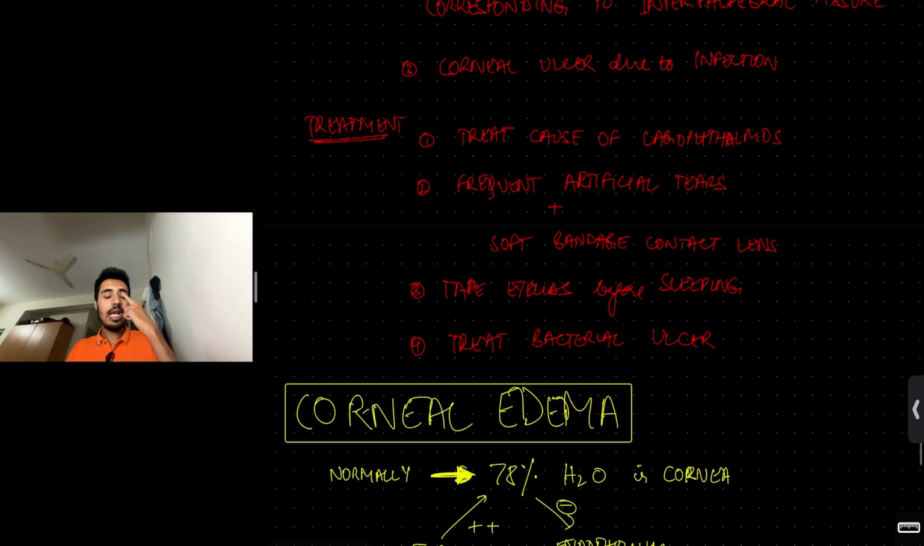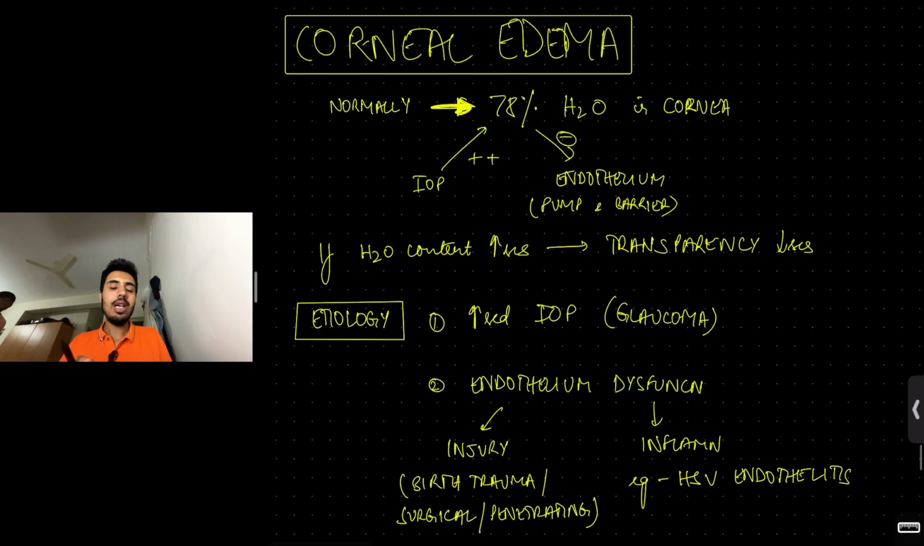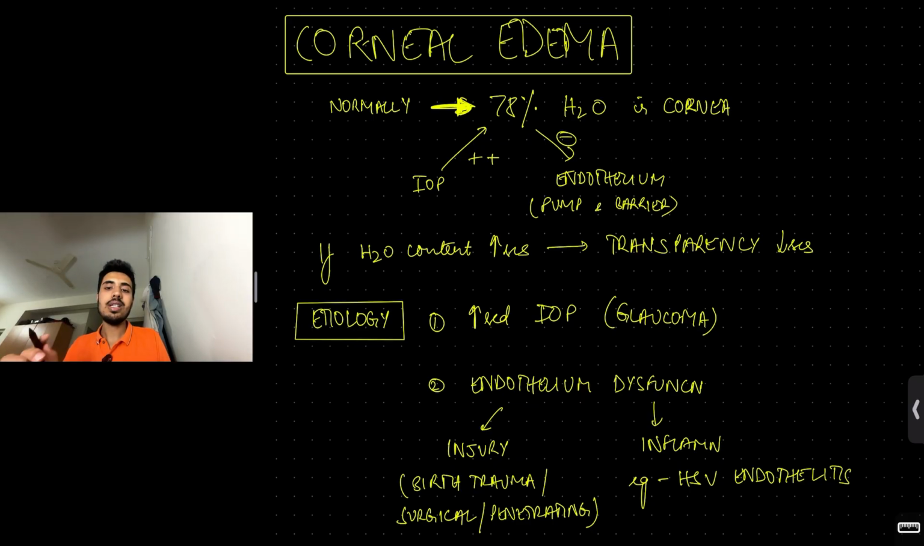Treatment: you will tape the eyelids, you will give artificial tears, you will correct lagophthalmos, you will treat the bacterial ulcer. Then coming to the next topic, that is corneal edema. See, normally our cornea has 78% of water. This hydration state of the cornea is essential, being 78%, because anything more than 78% will decrease the transparency.